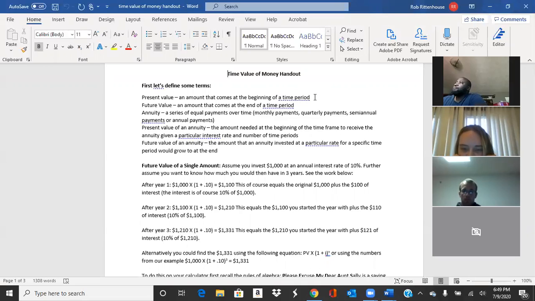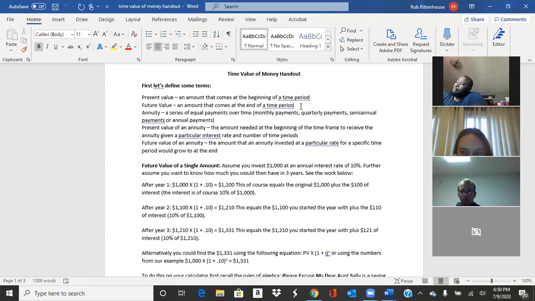So present value is an amount that comes at the beginning of a time period. A future value is an amount that comes at the end of a time period. So again, if I said, well, I invested an amount 10 years ago, I want to know how much I have today, the future value is how much I have today, because that's the amount that comes at the end of that 10-year time. Okay? So that's all present value and future value.